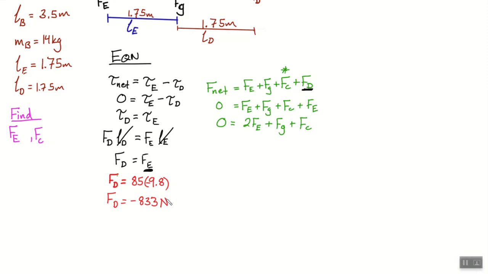Newtons. Okay, now this winds up being crazy, crazy helpful because that's not really anything that we needed, right? We didn't need FD. But what is this the exact same as? This is the same as the force at the end. So whatever that bolt is pulling on the board downward, it has to be at negative 833 newtons.